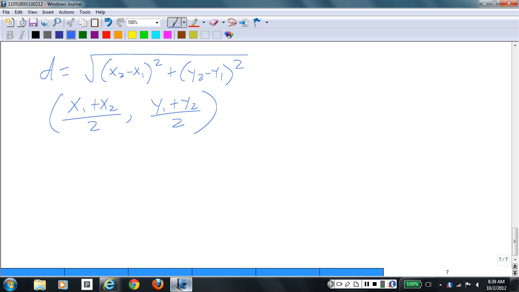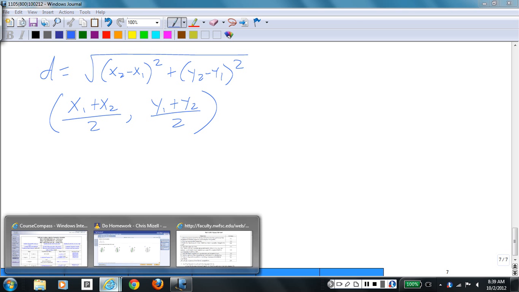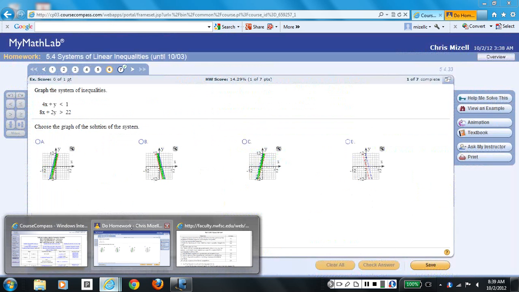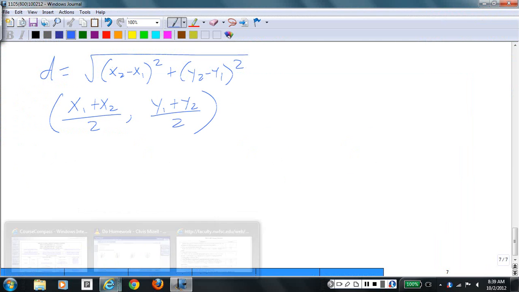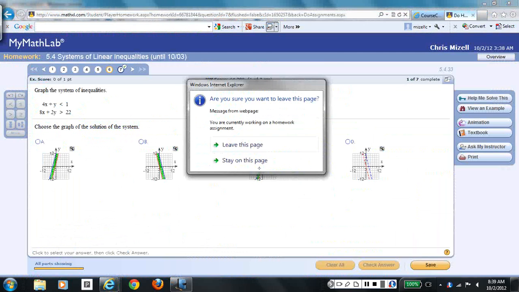Section 2.2 had to do with testing. Close these out. It'll let me. It may not let me. Why is it not letting me? Leave it.